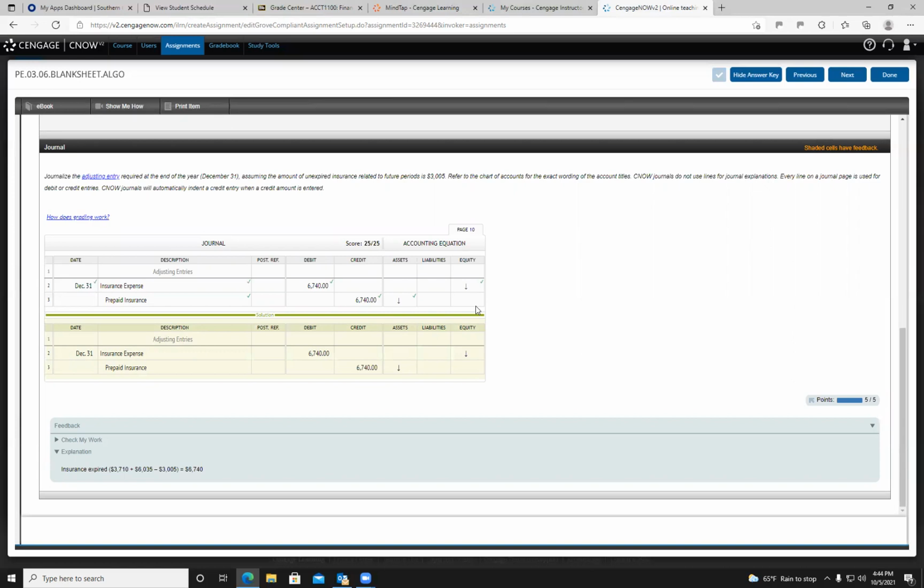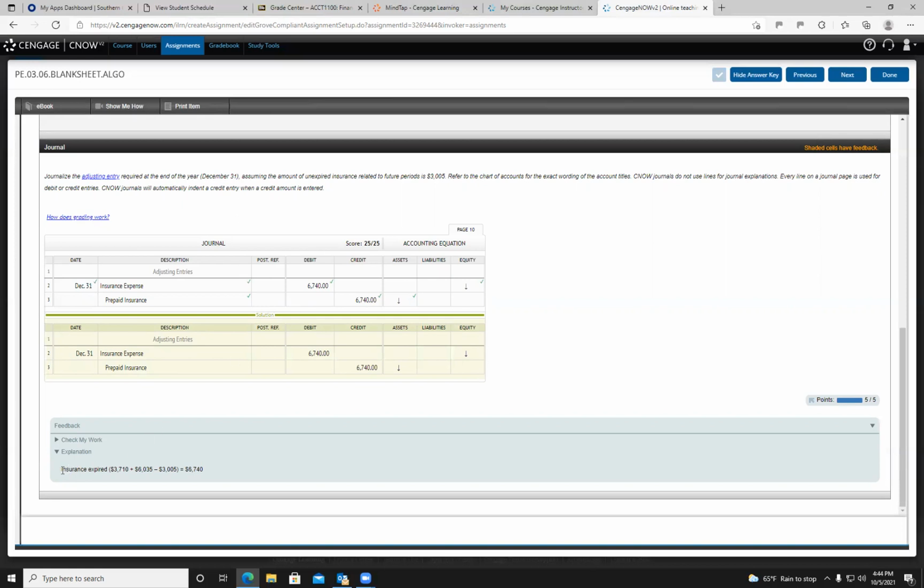So again, prepaid is an asset. To reduce that asset, we're going to credit prepaid insurance, and we're going to record it to the expense account. And expense accounts are always recorded with a debit. So we're going to debit insurance expense, and the amount we're going to enter is $6,740.